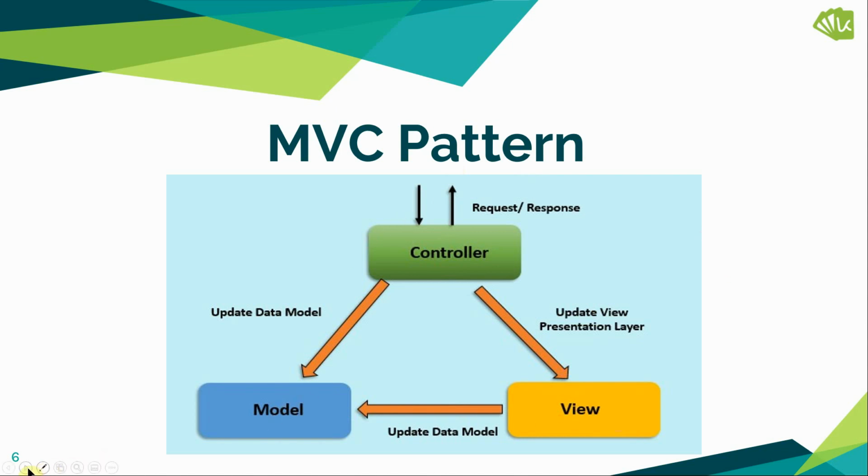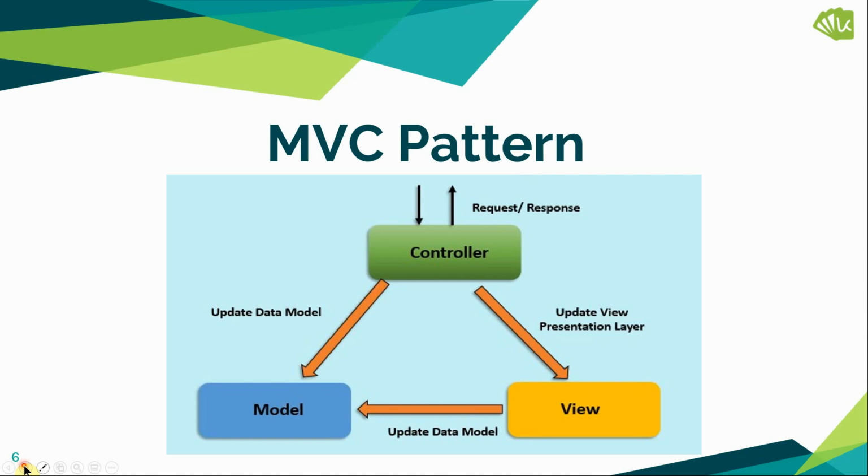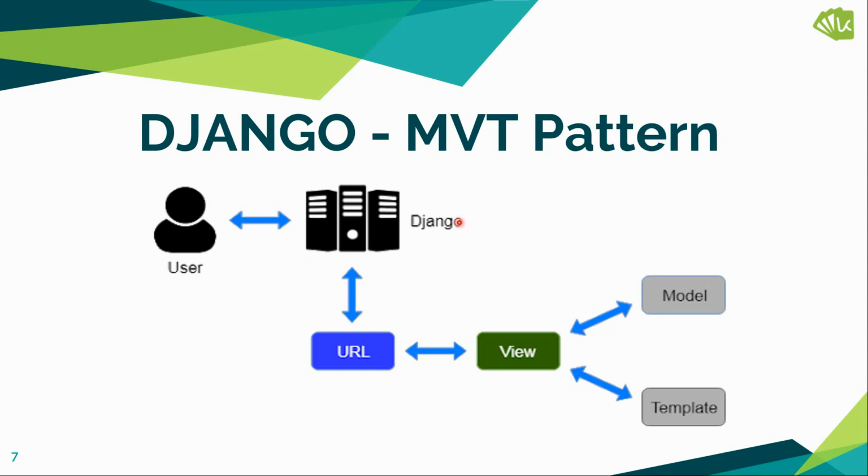Now we will have a look at the MVT architecture. In model view template architecture, the controller is replaced by a template, and the controller action is actually done by a URL redirector. So let's say this is a Django server. The user sends a request to Django. Django will have a URL redirector. Based on the URL, the redirector will send the request to a view.